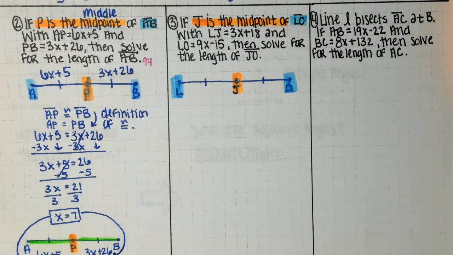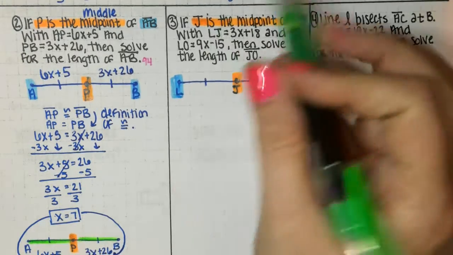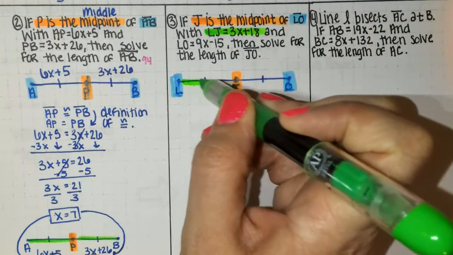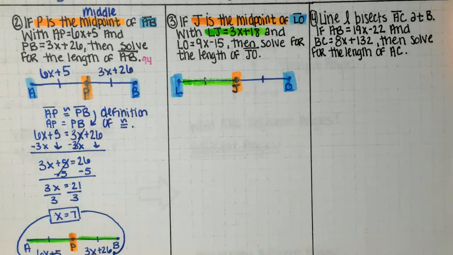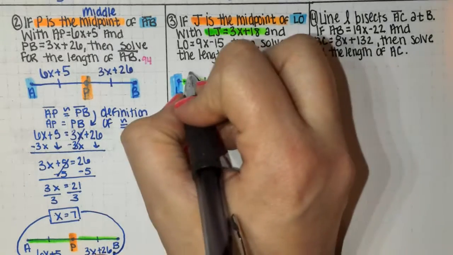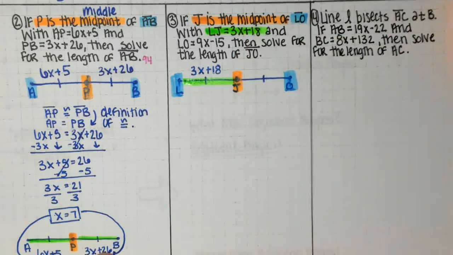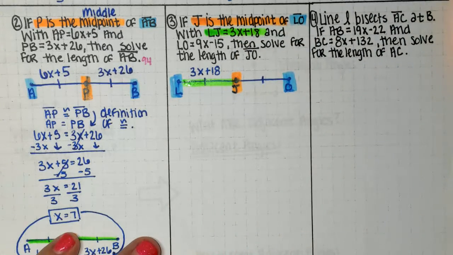All right, next, it says that LJ is 3x plus 18. So from L to J, LJ, L to J, this segment is 3x plus 18. So right above it is 3x plus 18. So step 1 is to draw the picture. Step 2 is to label the picture.